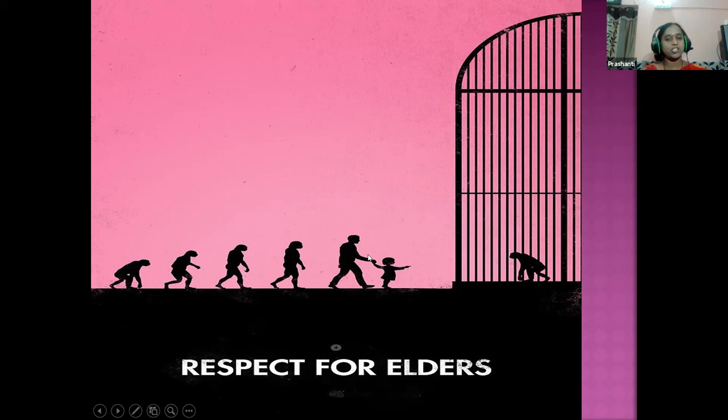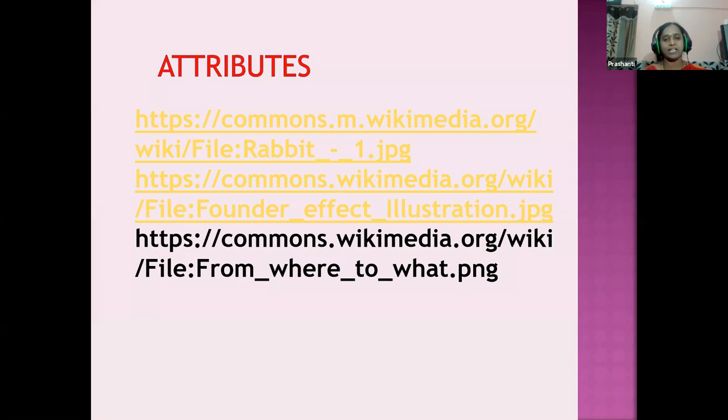Then what is the fate of the parent? So many children take their parents and keep them in an old age home. That is really very wrong. We have to respect our elders. We have to respect our parents, and that is our responsibility. We have to take care of our parents and also the elders. So these were the various attributes I have taken, children.